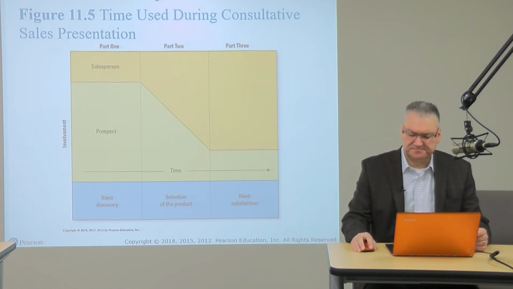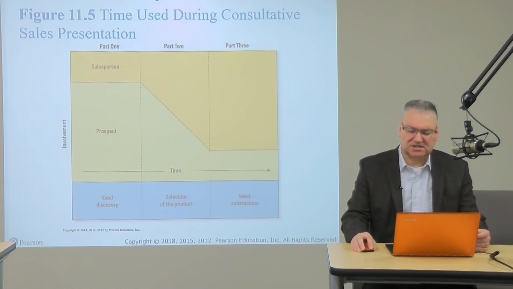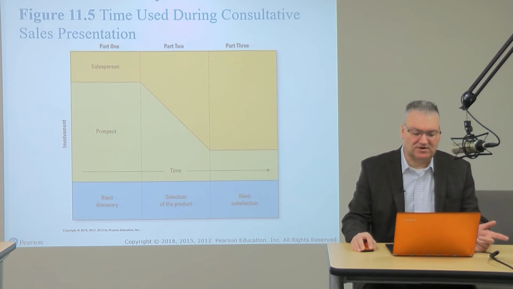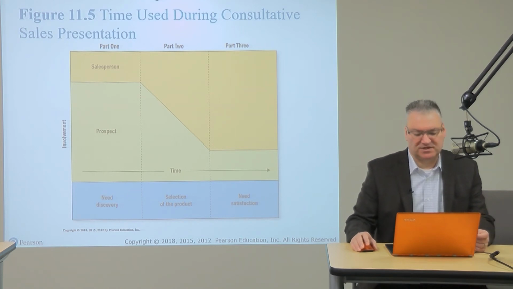The prospect assumes a greater role during the need discovery stage. As the salesperson begins the product selection process, the prospect's involvement decreases. During the need satisfaction stage, the salesperson is doing more of the talking, but note that the prospect is never excluded totally. So you see that the salesperson is getting more involved, prospect's getting a little bit less involved as we move through the process. Because at first we needed a lot of their time to get that need discovery accomplished, and then a little bit of decrease in terms of the selection of the product.